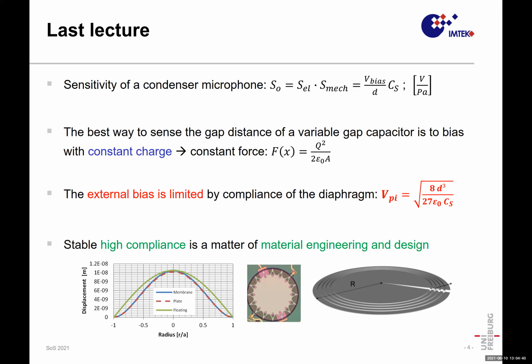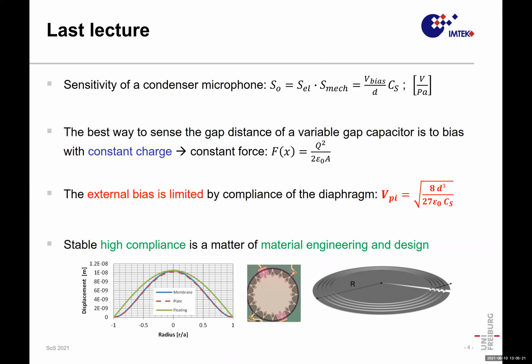Just to remind, the system sensitivity open loop is the combination of electrical sensitivity, given by the bias on the condenser divided by the distance of the two plates, very easy, electrostatic field strength, and multiplied by the mechanical sensitivity, which is basically given by the compliance of the diaphragm or the inverse of the spring constant of this system. And this gives our total sensitivity. And this we will model over the frequency in this lecture.